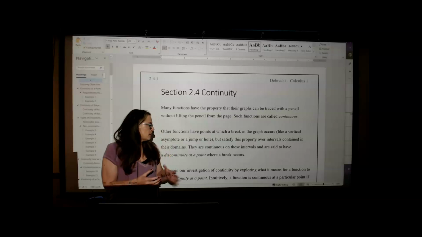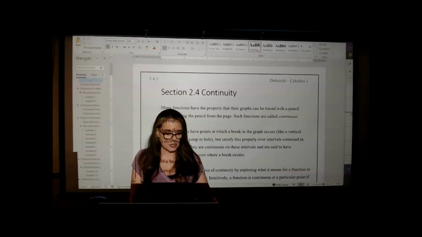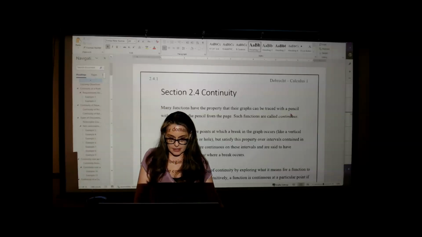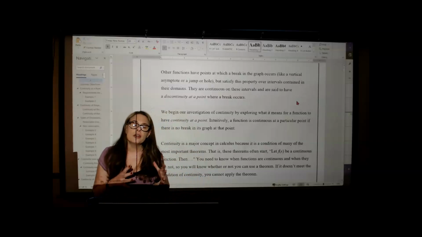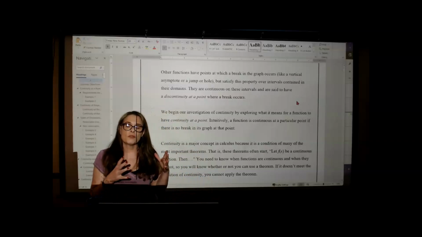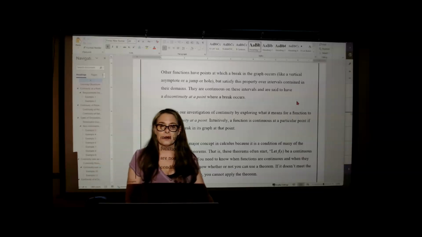We're going to start by taking a look at what it means for a function to be continuous at a single point. After we've discussed what it means to be continuous at a single point, we'll look at what it means to be continuous over both an open interval and a closed interval. Let me share my screen with you and we'll get started.